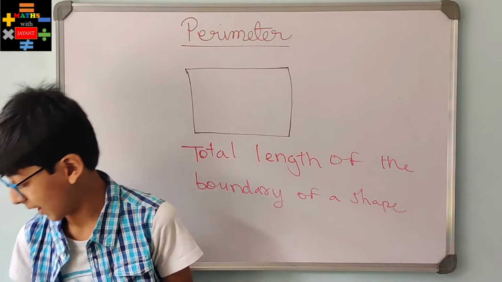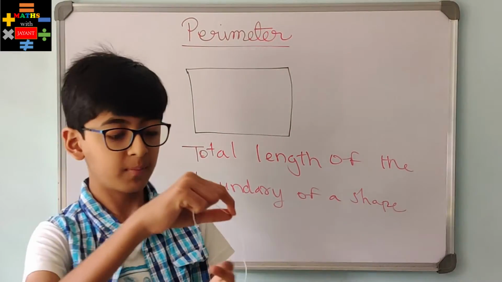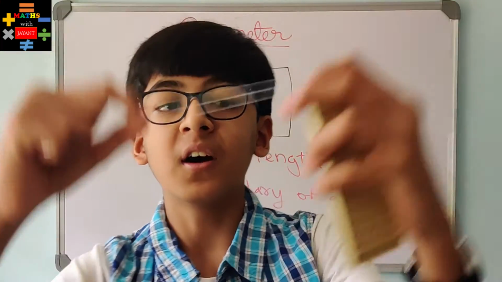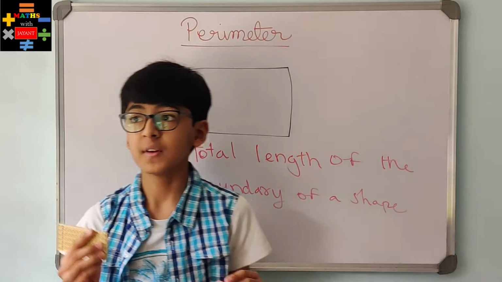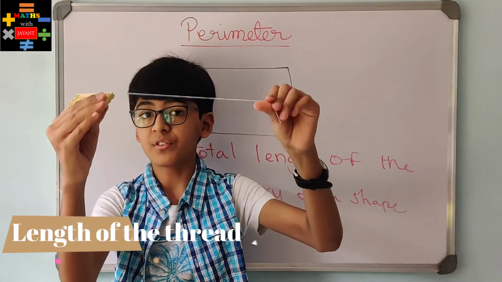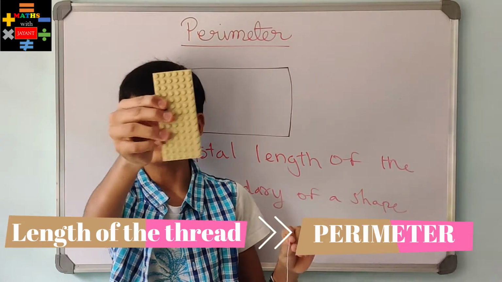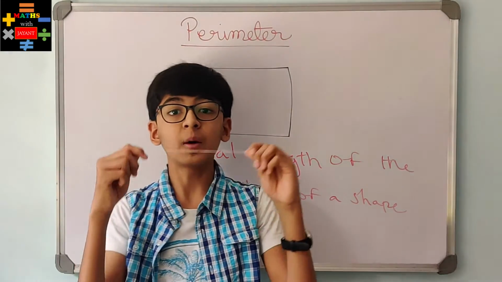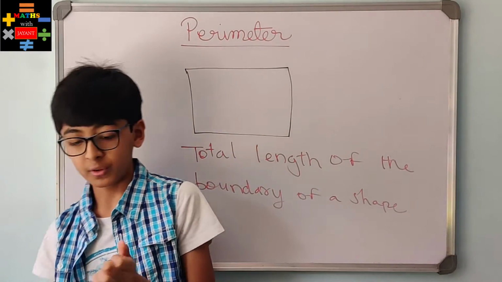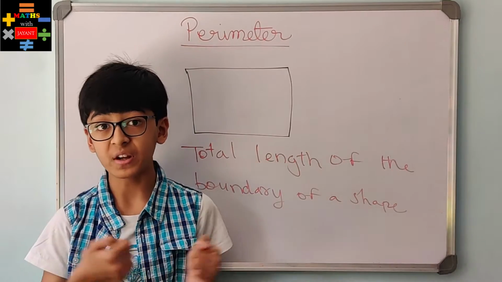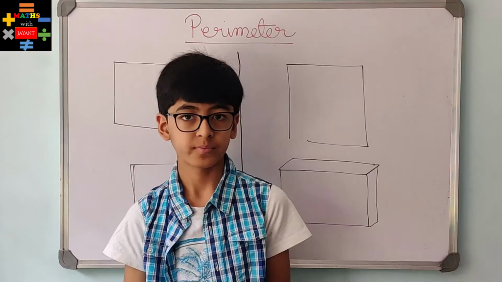Let us take an example over here. Right now I've got a block. If I wrap a piece of thread around it, like this, the length of this thread is going to be the perimeter of this. This happens to be about 29 centimeter, which I measure with my scale. So the perimeter of that shape is 29 centimeter. So it is the total length of the boundary of a shape.